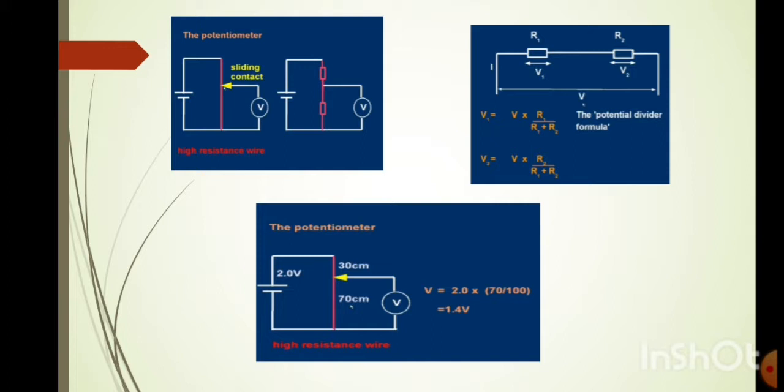Here is also an example in the third figure. V is equal to 2, that is V into 70, that is R1, divided by total resistance 30 plus 70, that is R1 plus R2. Therefore, we get V is equal to 1.4 volt.